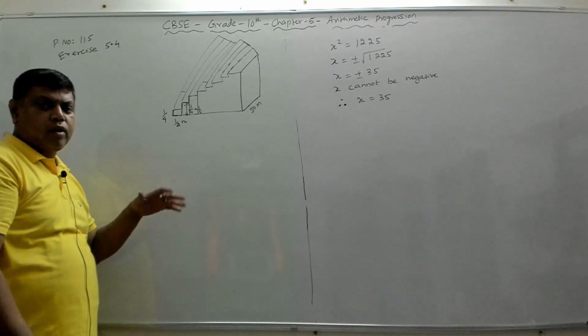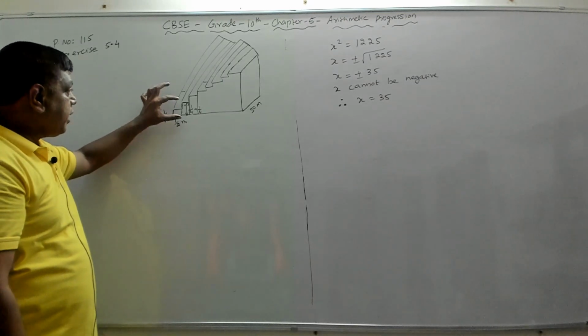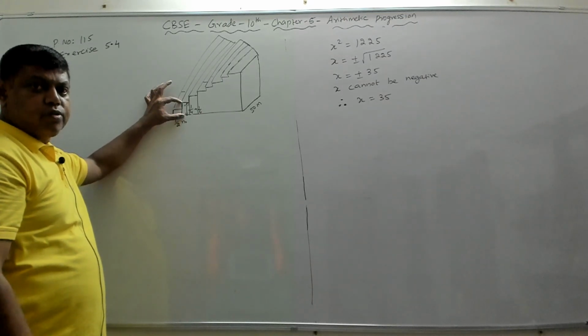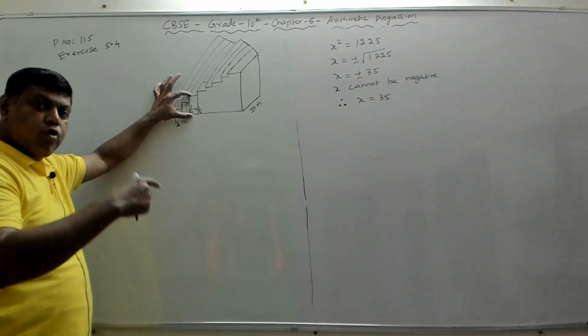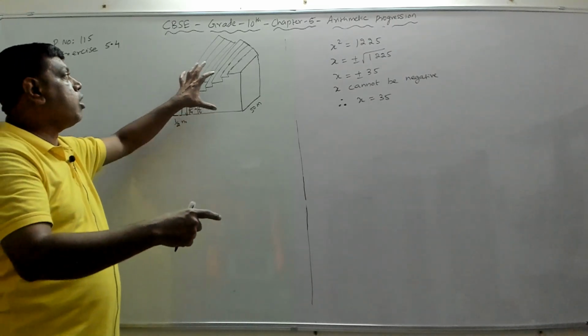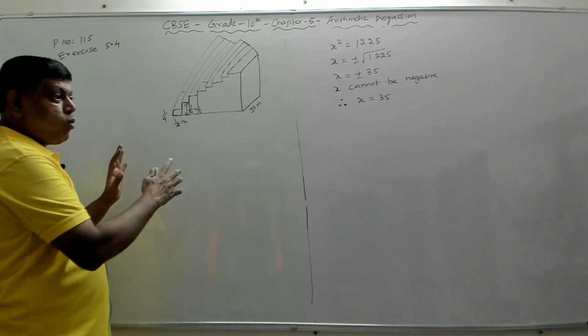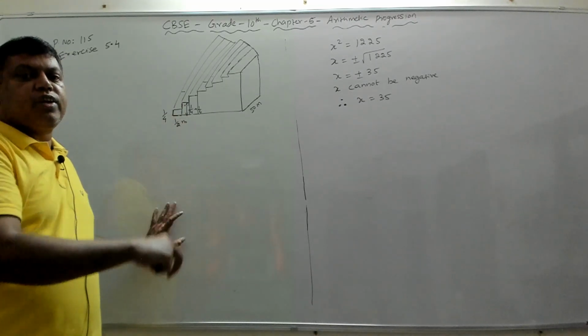Each step has a rise of 1 by 4 means the height of the first step is 1 by 4. The height of the second step is 1 by 4 plus 1 by 4. Height of the third step is 1 by 4 plus 1 by 4 plus 1 by 4. And the fourth step is 1 by 4 plus 1 by 4 plus 1 by 4 plus 1 by 4. So on it is going. Now we have to find the total volume of concrete required to build this terrace.